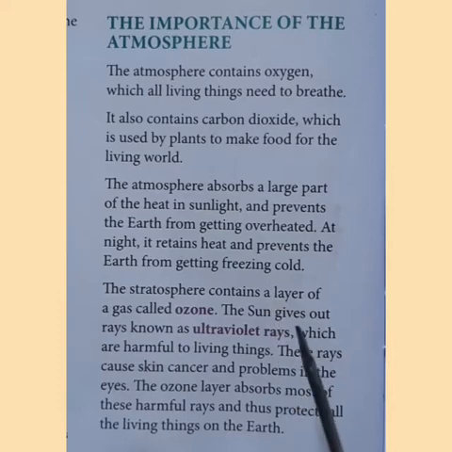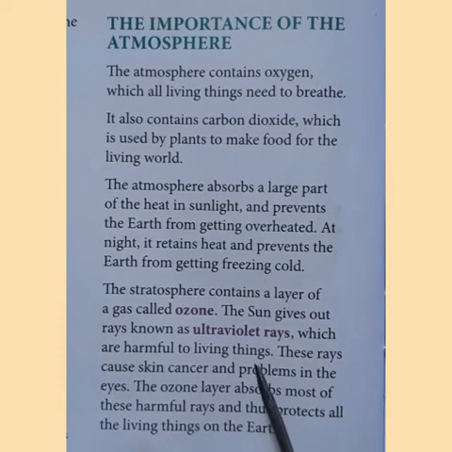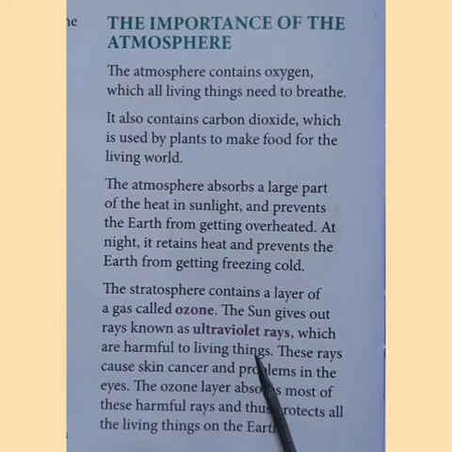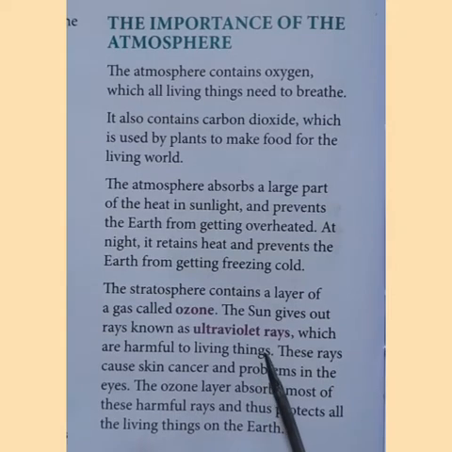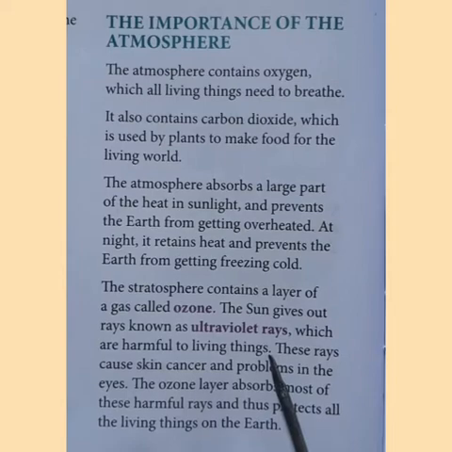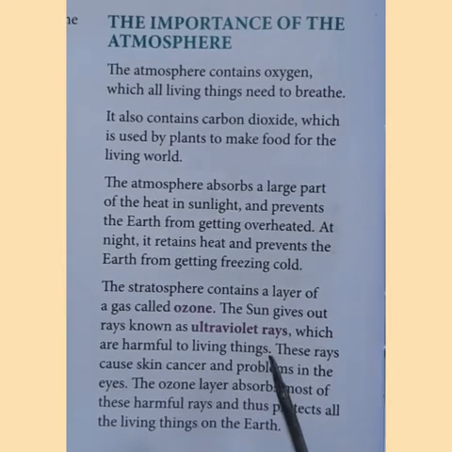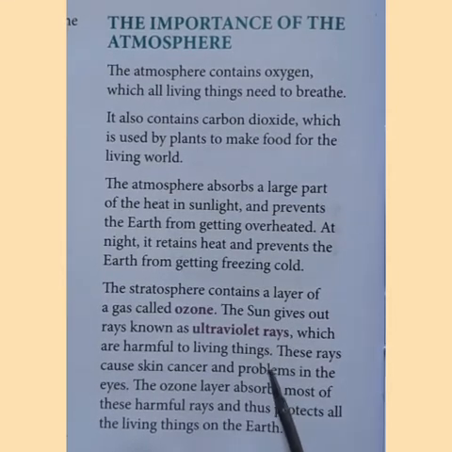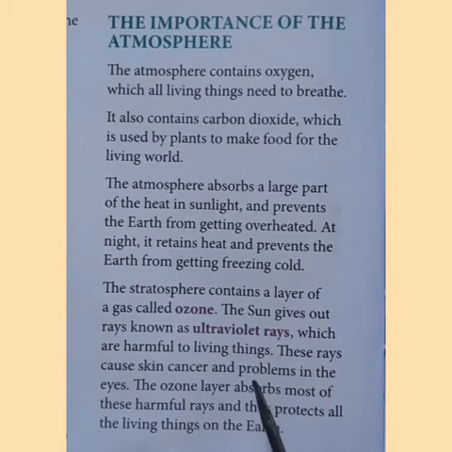At the same time, when the heat is retained in the atmosphere, the earth will not get freezing cold at night. One more thing is the ozone layer, which is a protective layer that protects the earth from the ultraviolet rays of the sun. It will not allow the ultraviolet rays of the sun to reach the surface of the earth, and hence all the living organisms are protected.